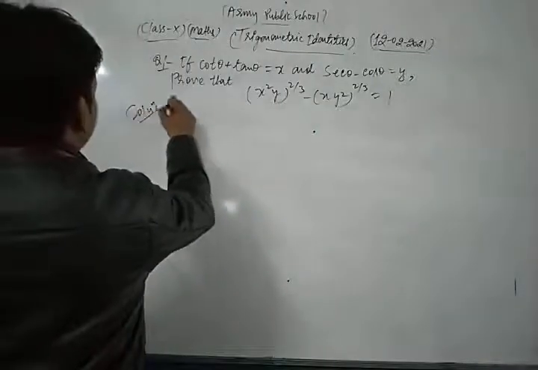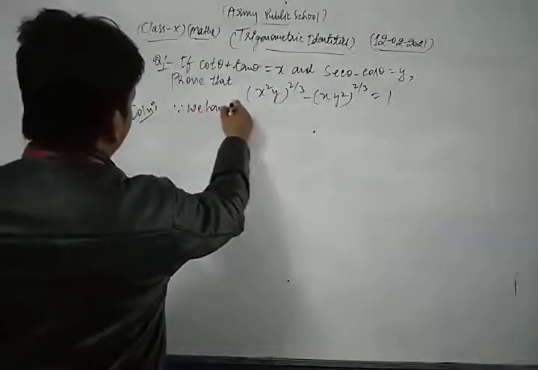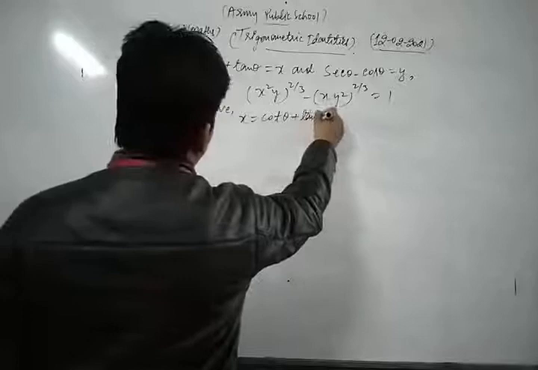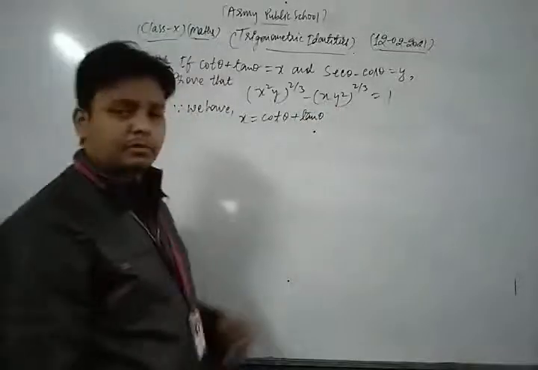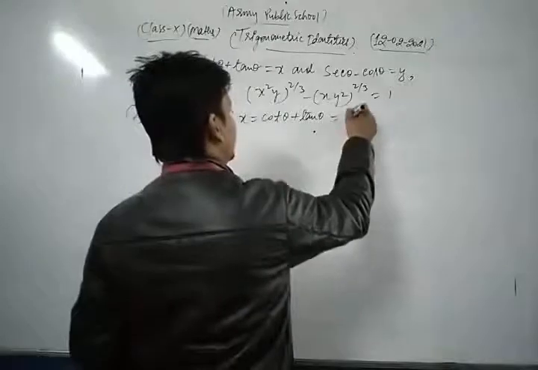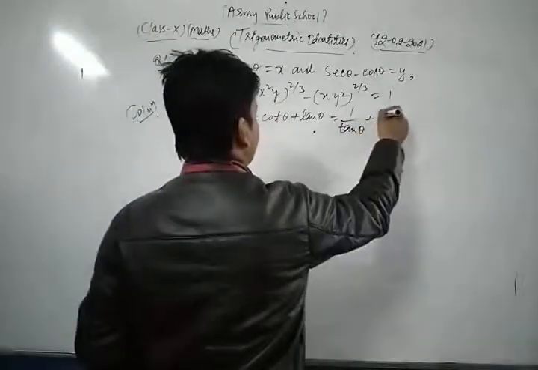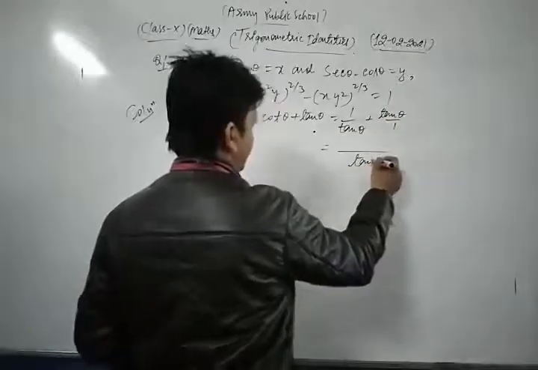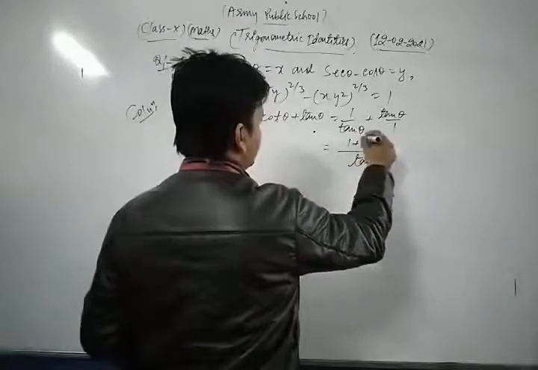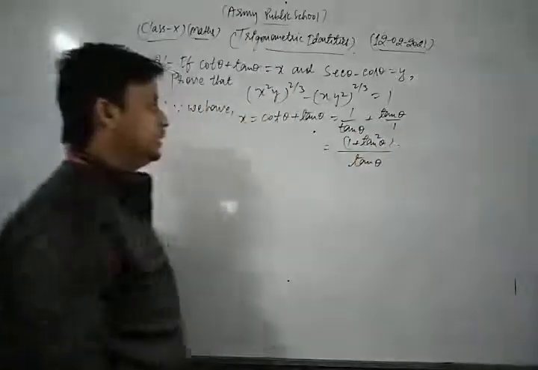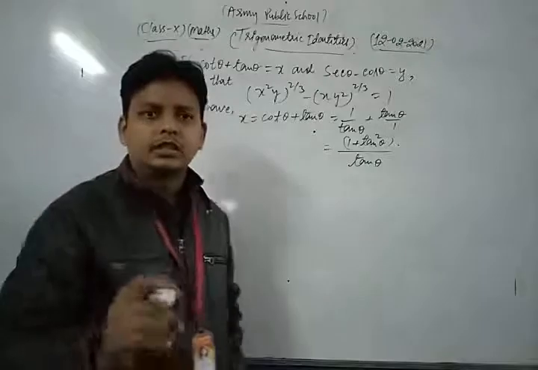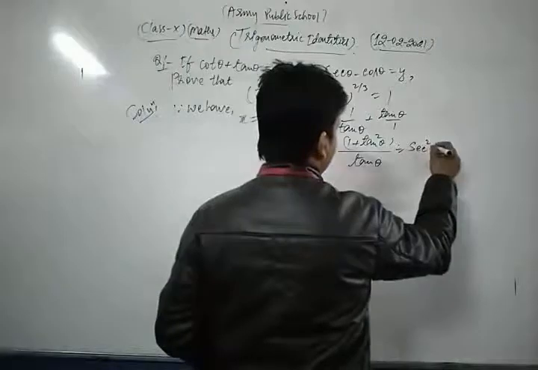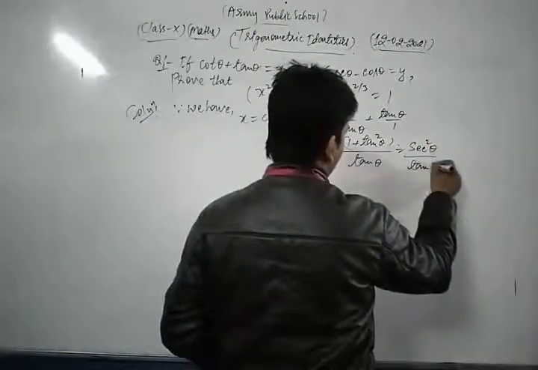First of all we have x is equal to what? This is cot theta plus tan theta. Okay dear students, now we simplify them. So we can write cot theta as 1 upon tan theta, using the identity, and tan theta we write as it is, taking it as 1. So we take the LCM of both, which is tan theta. So this is 1 plus tan square theta upon tan theta. And you know that 1 plus tan square theta is equal to what? Sec square theta. So here we write sec square theta upon tan theta.